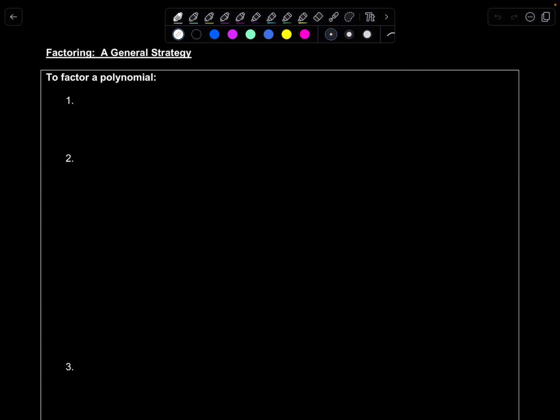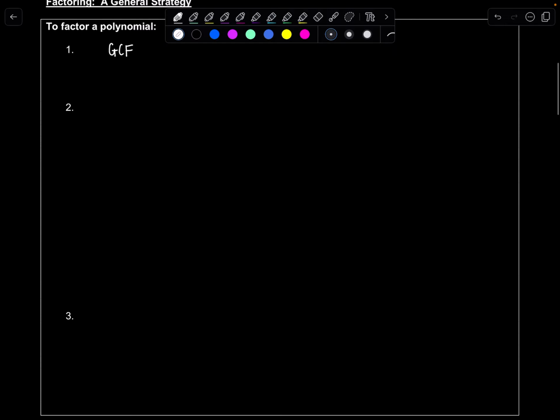So the absolute first thing you need to do is factor out the GCF, the greatest common factor. Make sure you do that, because then each of the other techniques will fall into place, having taken care of that. Then the next thing you need to do is count how many terms you're factoring. So count the number of terms in the expression, and that will tell you what procedure is appropriate.